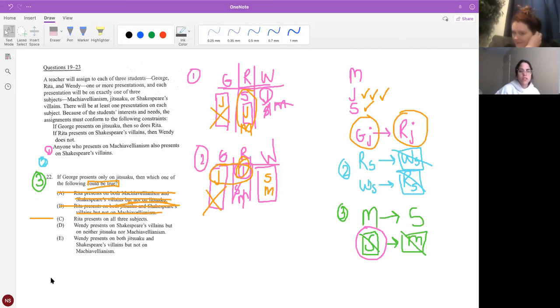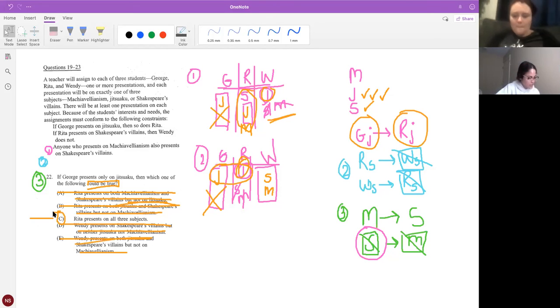All right, D. Wrong because of the second one. And then E is wrong as well because of the first one. Well, both, right? Because if we have J, we can't have either of them. And then the second one, we don't have J. So that can't be true. So then our answer has to be C. Awesome.